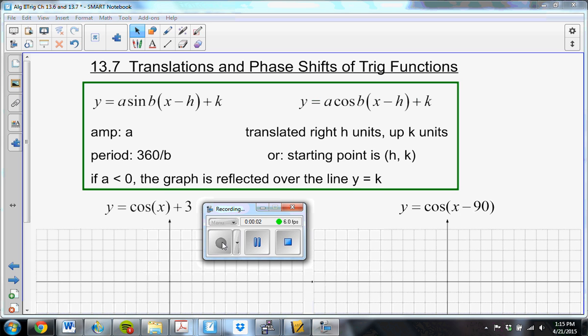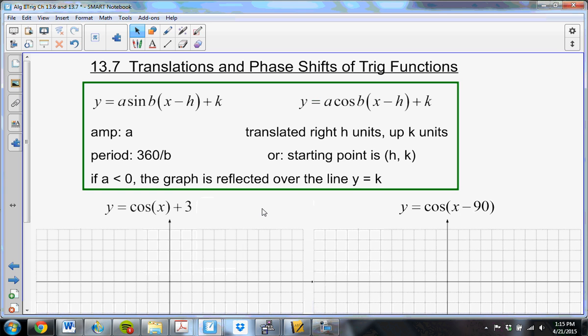Okay, 13.7. We're taking our sine and cosine functions and translating things and moving them around with an h and a k. Just like everything else that we've worked with, sine and cosine have h's and k's, where h moves things left to right and k moves things up and down. And you do the opposite of h but keep the same k. Meaning if h was a negative number, you move to the right, and if h is a positive number, you move to the left, so it kind of feels backwards.